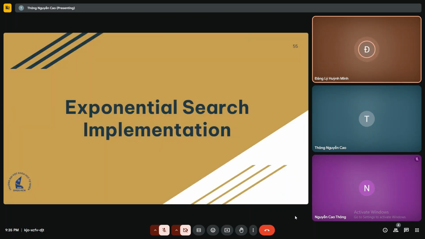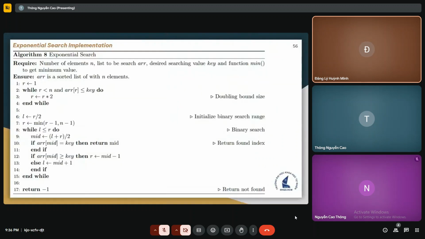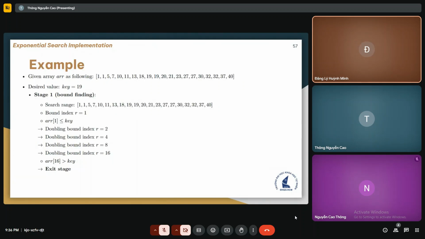Now let's go to the implementation of the algorithm. We will focus on the implementation of algorithm B1, as this is the most common implementation proposed by the author. For example, let's choose array R with 20 elements and the desired value key equal 19. In the first stage, we find the boundary.